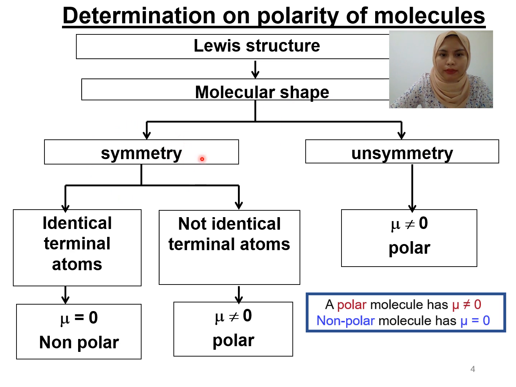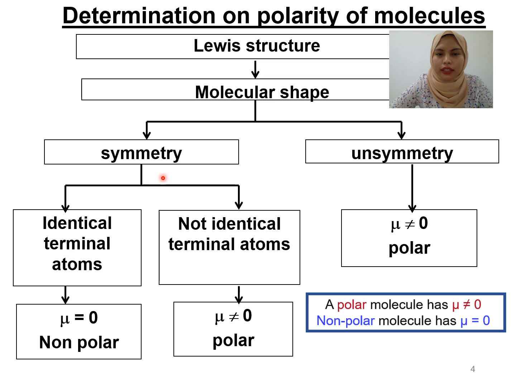If the shape is symmetrical, then you have to look at the terminal atoms, whether they are identical or not. If the terminal atoms are identical, therefore the bond dipoles will cancel out each other, and the resultant dipole moment will be zero, no dipole moment at all in that molecule. So when there is no dipole moment in the molecule, the molecule will be non-polar.